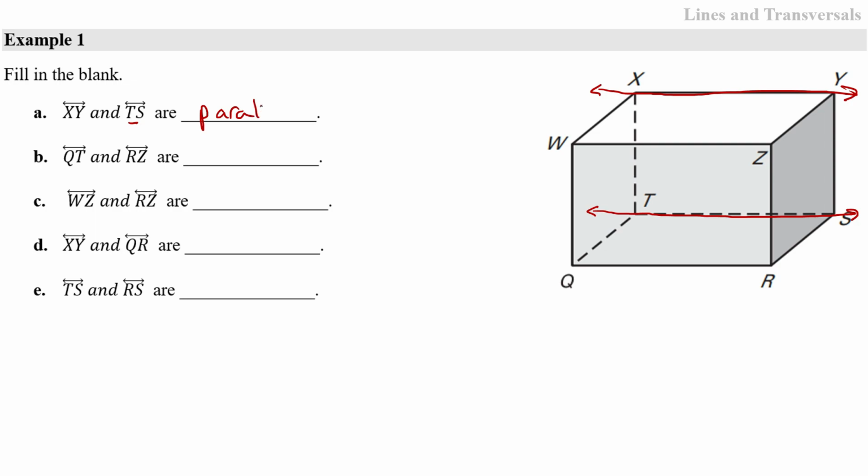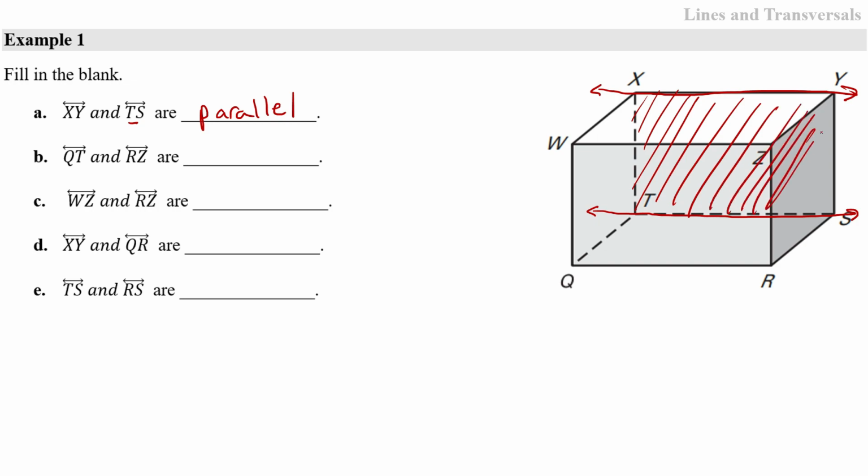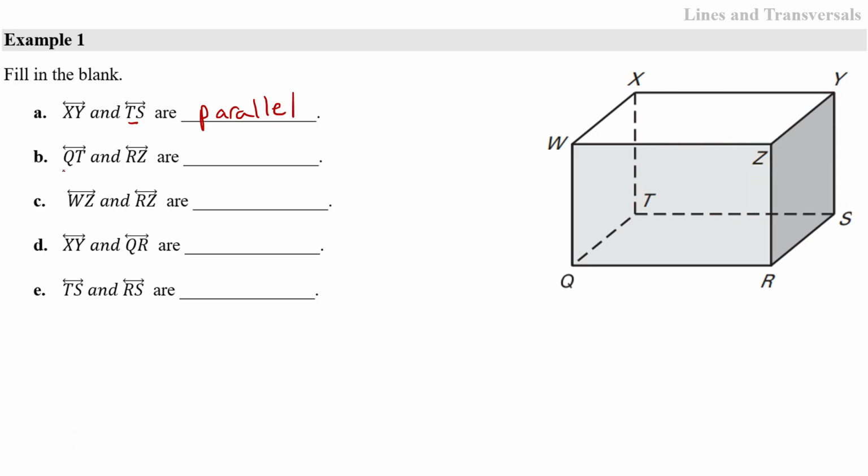And remember, to be parallel, they have to lie on the same plane. And if you look at the back wall, they're both on that back wall there. Okay. So they're both coplanar, and they're never going to touch, so they are parallel. For part B, it says, what is QT and RZ? So if I come over here, QT is the one kind of going back and forth to us, and then RZ is this line over here that goes up and down.